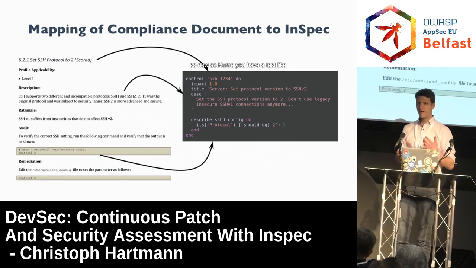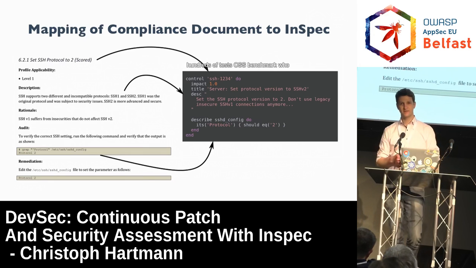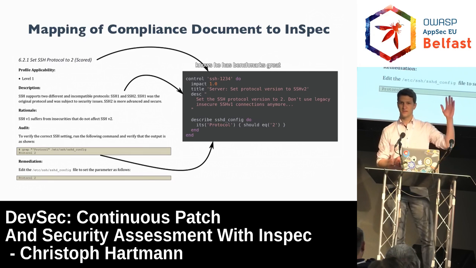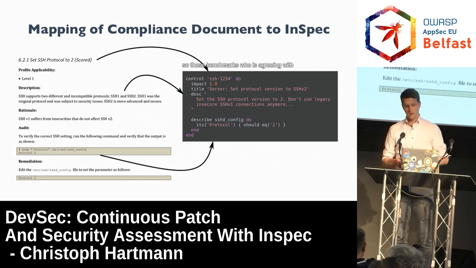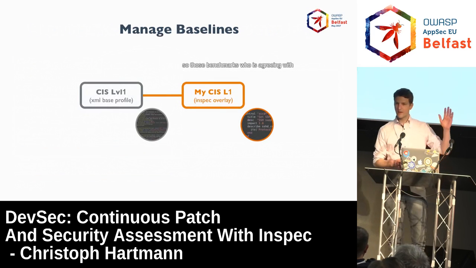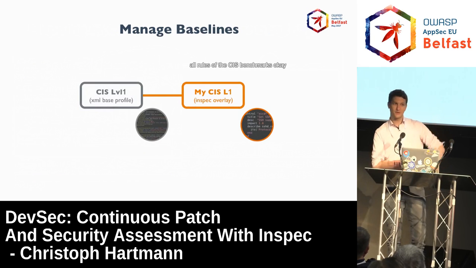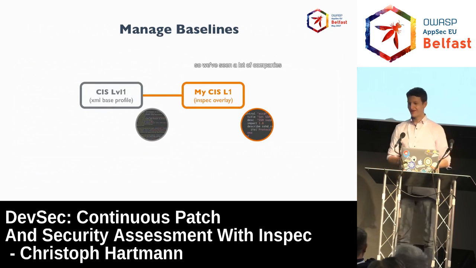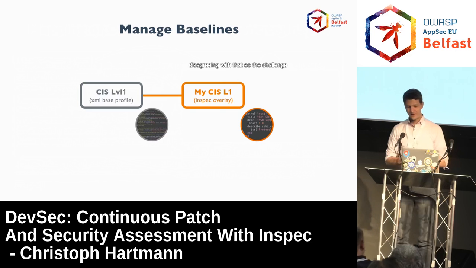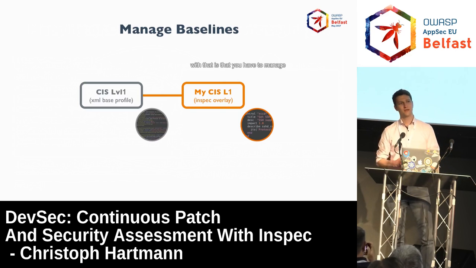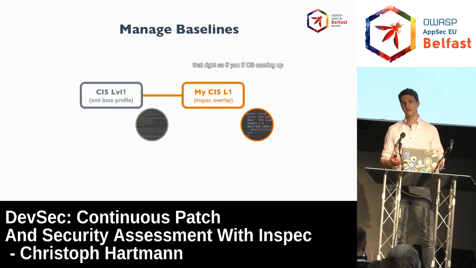Now assume you have hundreds of tests, like the CIS benchmark. Who knows CIS benchmarks? Great. Who agrees with all the rules of the CIS benchmarks? Okay, we've seen a lot of companies disagreeing with that. The challenge is that you have to manage that, right? If CIS comes up with a new baseline, now you need to take up your Jira or your markdown file where you've managed your overlay and where you disagree, and update it to the latest version.